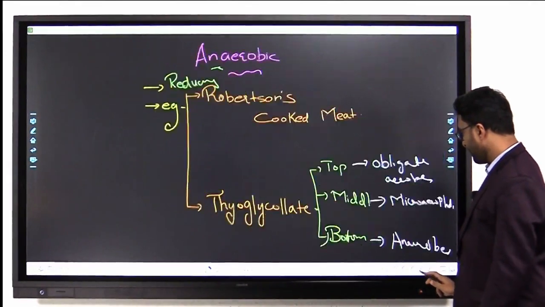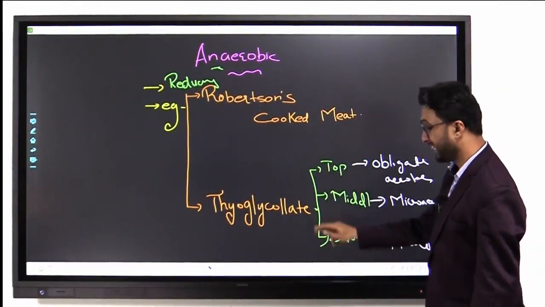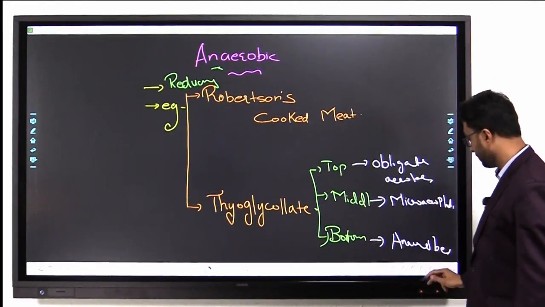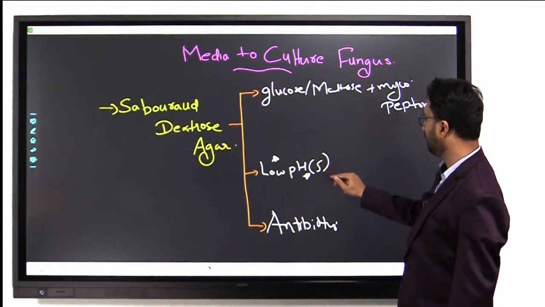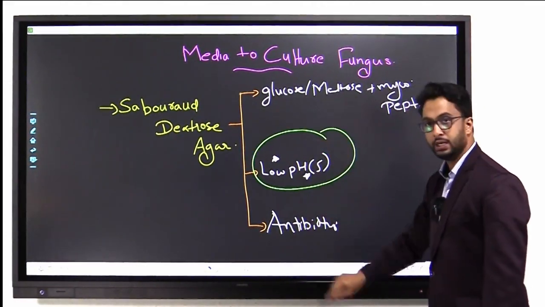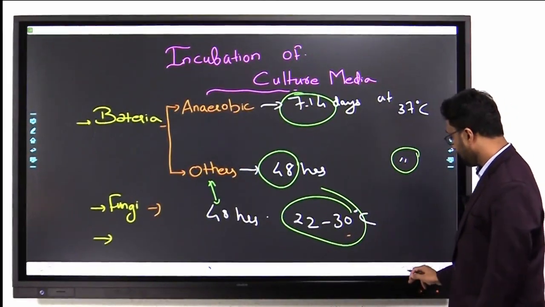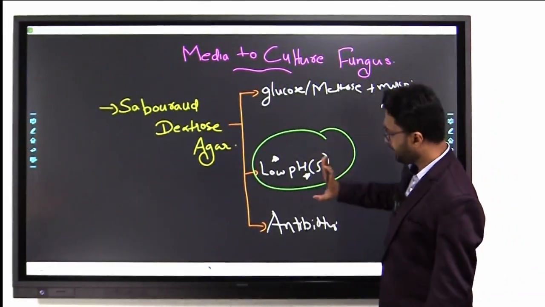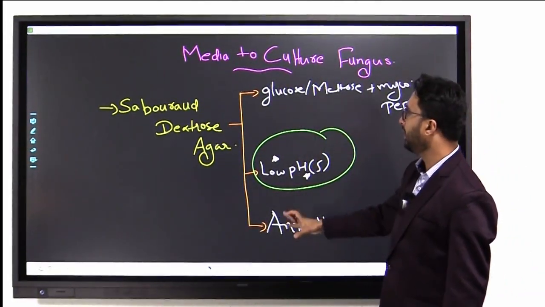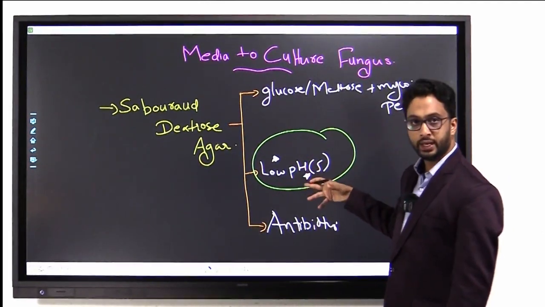Then you have got anaerobic media, which is Robertson's cooked meat and thioglycolate, with 3 layers of bacteria. Media to culture fungus, Sabouraud's dextrose. I told you low pH is the key here. Okay, then, as I've told you, it's step-by-step learning. First you learn this. If you're finding it difficult, learn something which is very crucial. Okay, then go to the next.